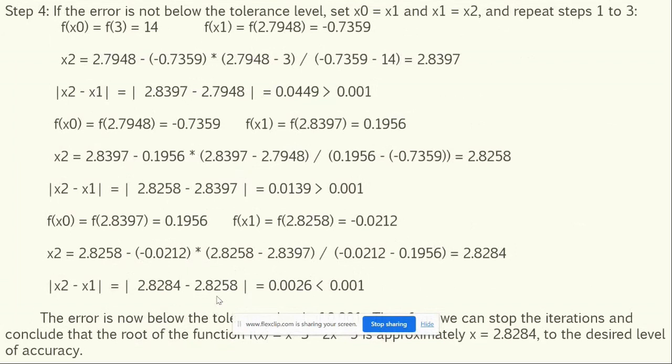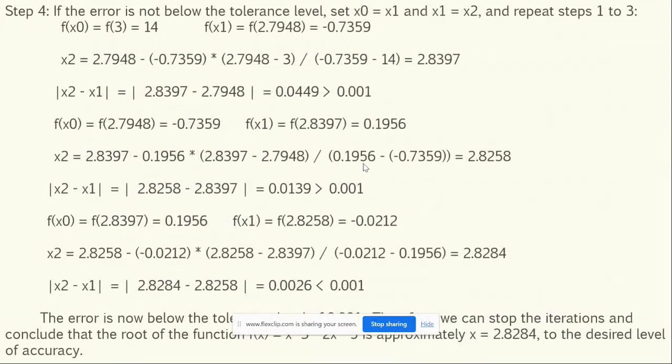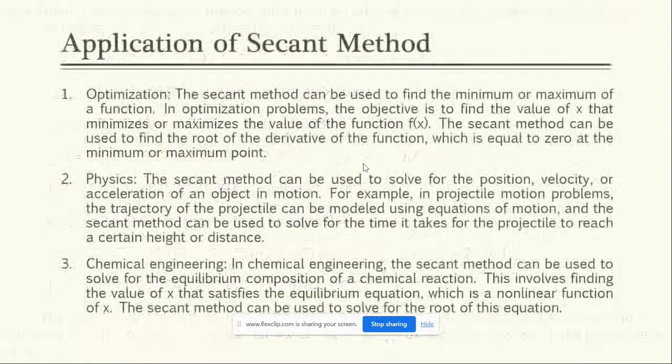So in this case, 0.0026 is less than 0.001. So at that time, the value of x is 2.8284. Therefore, the value of the root is 2.8284. The accuracy of this secant method is almost 90%. We can find roots very easily by using this secant method.